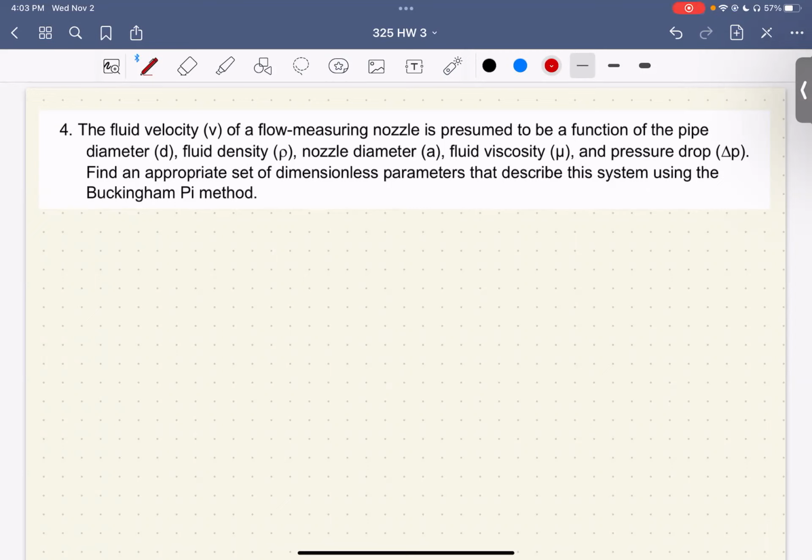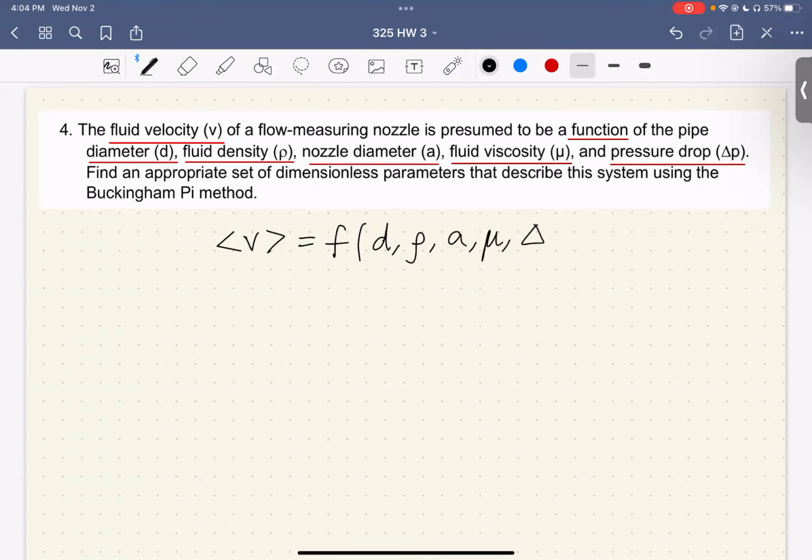So first, we are going to be looking at the question. So it says fluid velocity of a flow measuring nozzle. So right away we have our first variable. It's presumed to be a function of the pipe diameter d, fluid density rho, nozzle diameter a, fluid viscosity mu, and pressure drop delta p, sorry. So what does this mean? It means that the fluid velocity is going to be a function of the diameter, fluid density, another diameter, fluid viscosity, and pressure drop.